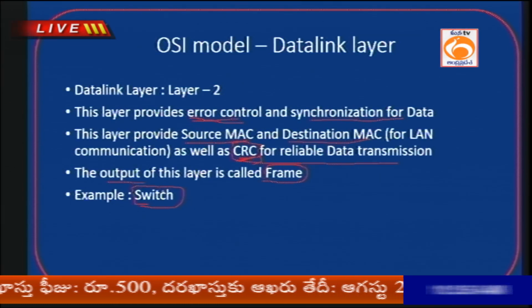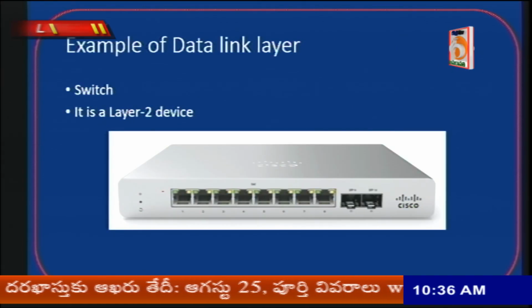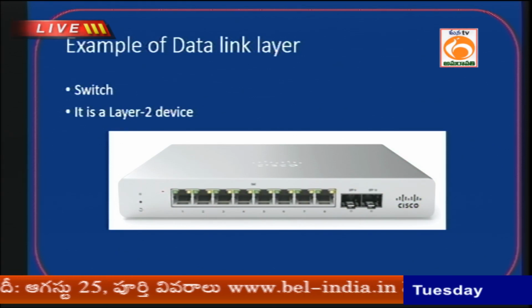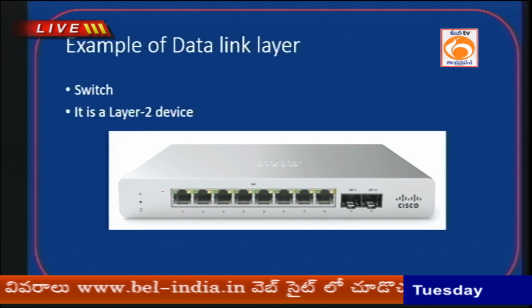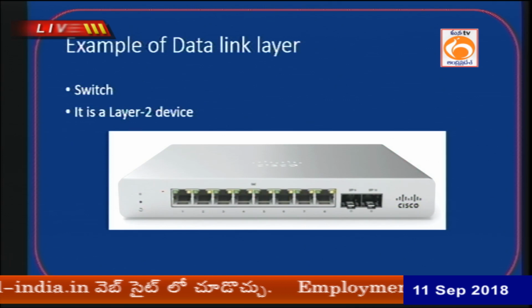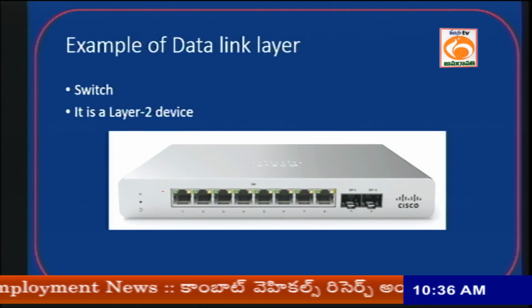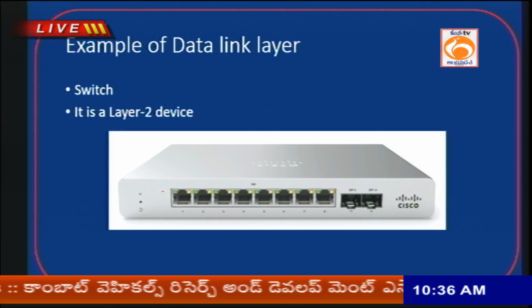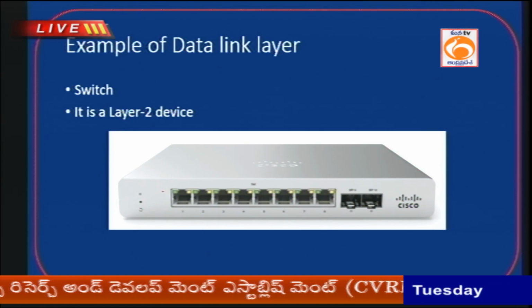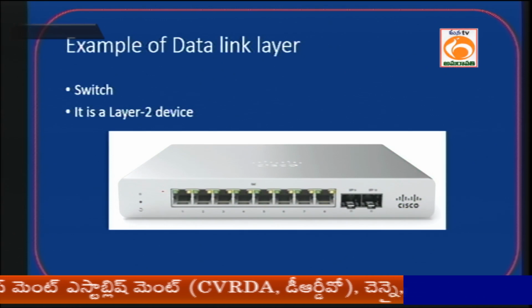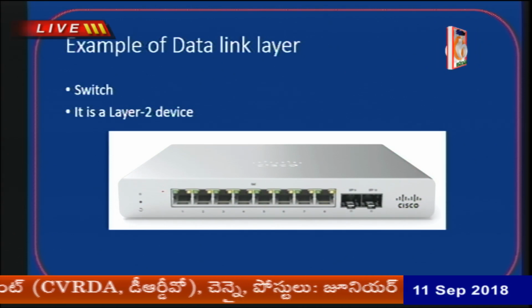So let us see the picture of the switches that we use in our network. This is a picture of a switch, and it is called a layer 2 device. So we have seen a router, which allows communication from the local network to the remote network, and this is the picture of a switch, which allows the communication between the devices within our own local area network.